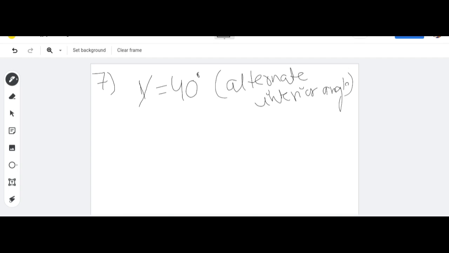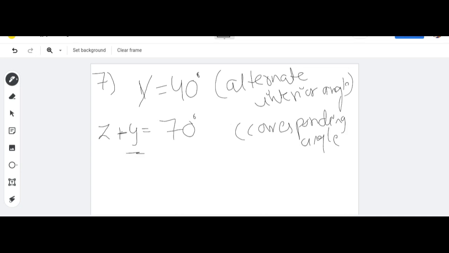So Z plus Y, the sum of the interior angles is equal to its corresponding angle, that is 70, and these are all the corresponding angles. So can I put the value of Y here? That is 40. Okay, what we have to do here? 40 plus 70? How can you say that? 40 has the plus sign here. If it goes to the other side, it becomes 70 minus 40. Very good.